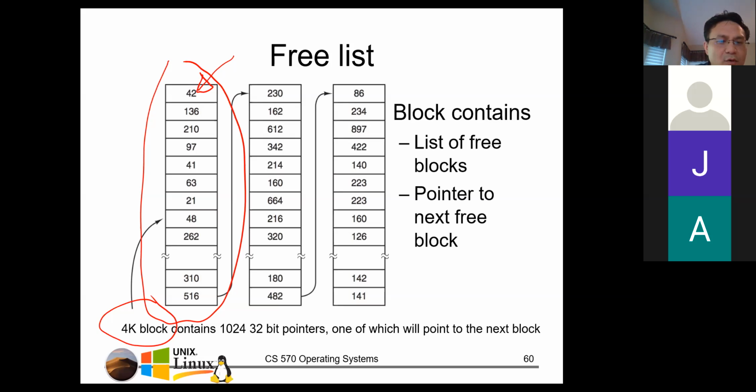With a 4K block, each 4K block can have 1K pointers, each pointer having 4 bytes, and each pointer points to the next free block. All right, this is straightforward enough.